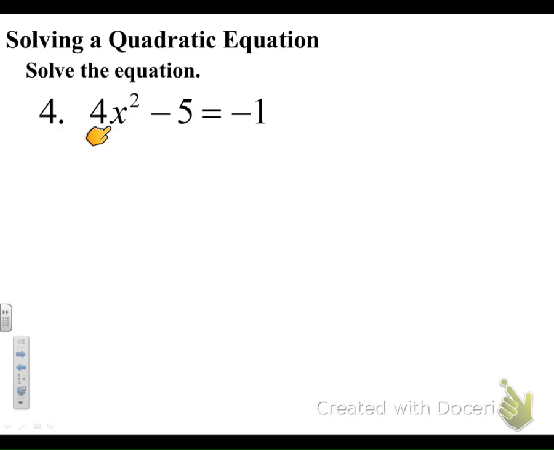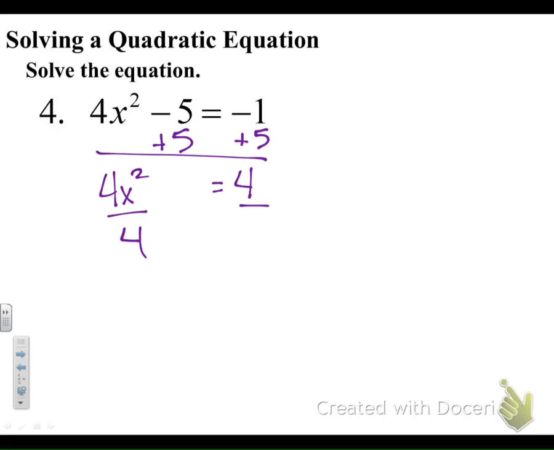That's what we're going to do. We're going to isolate x squared. We'll take the square root of both sides and realize I'm going to have a plus or minus answer. Add 5 to both sides. You're left with 4x squared equal to 4. You divide by 4 on both sides. So we've got x squared equal to 1. This is where the square root comes into place. I take the square root of both sides.